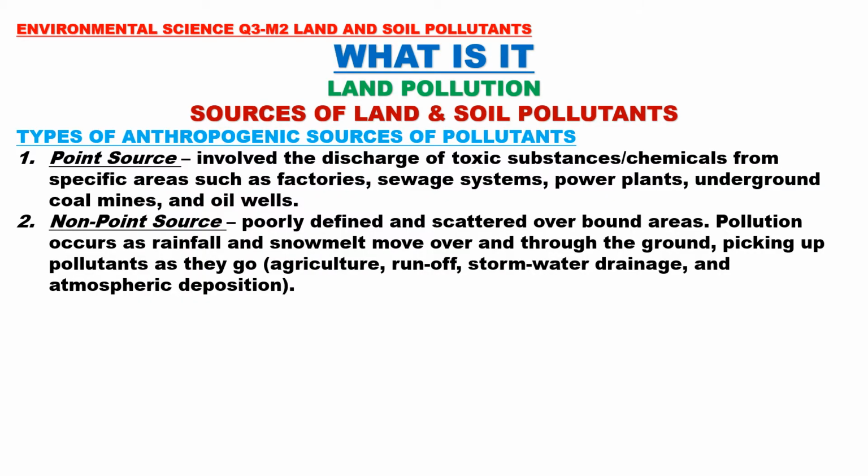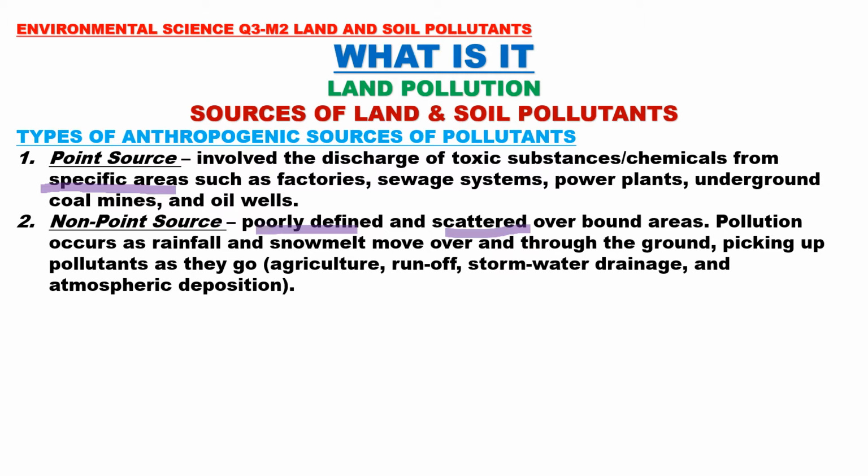Types of anthropogenic sources of pollutants. Point source involves the discharge of toxic substances or chemicals from specific areas, such as factories, sewage systems, power plants, underground coal mines, and oil wells. Non-point source is poorly defined and scattered over broad areas. Pollution occurs as rainfall and snowmelt move over and through the ground, picking up pollutants as they go, from agriculture, runoff, stormwater drainage, and atmospheric deposition.